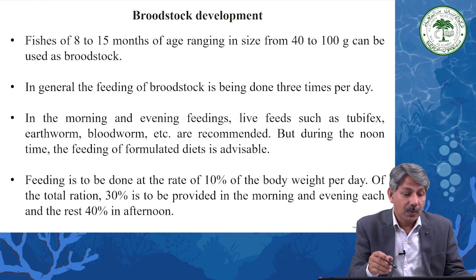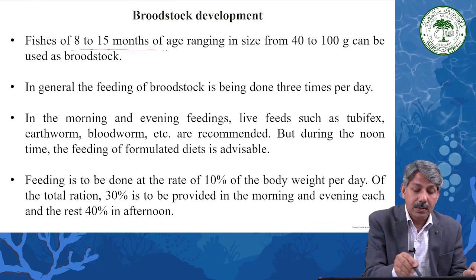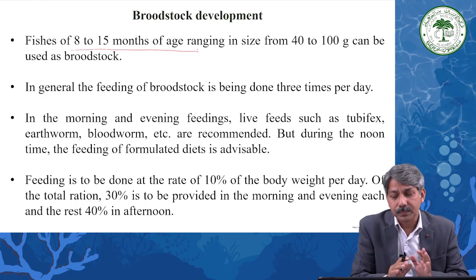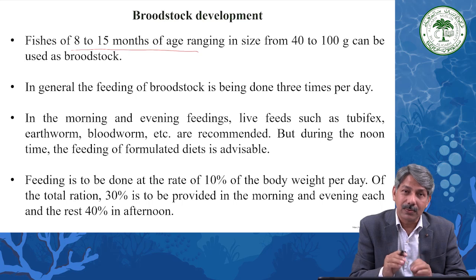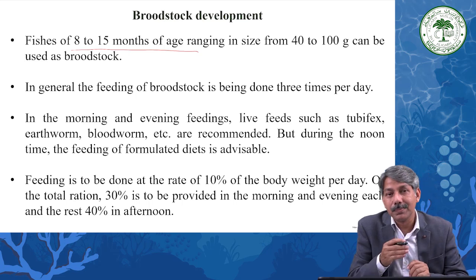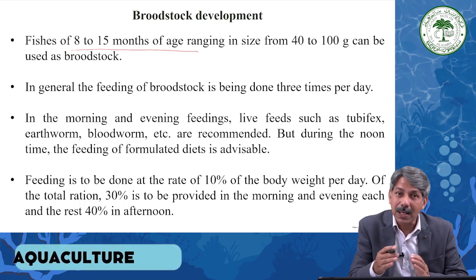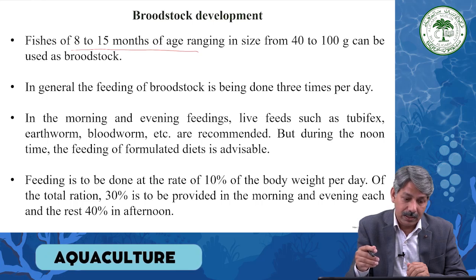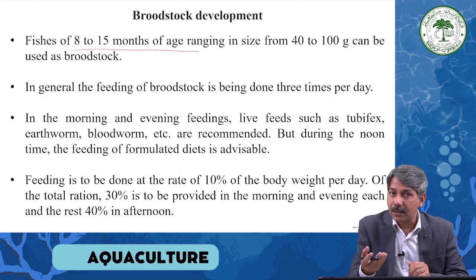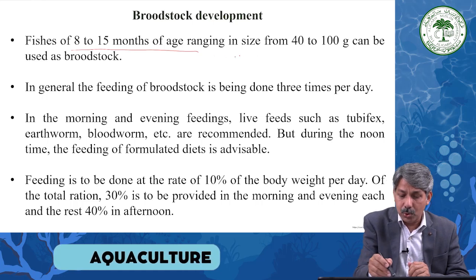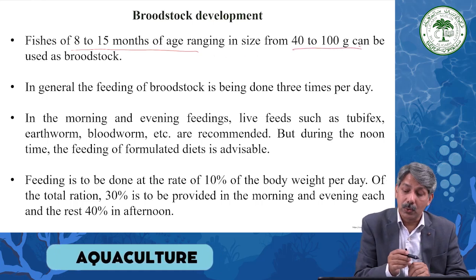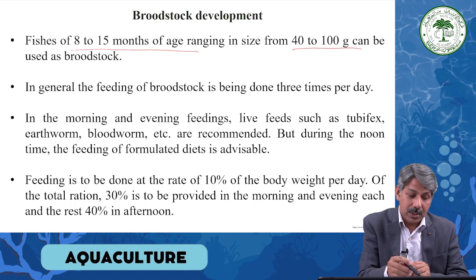Broodstock development. Fishes of 8 to 15 months of age. Here, since you are keeping these fishes in confinement, in the ornamental fish tanks, the age at first maturity or the size at first maturity may vary a little bit from the natural conditions. So you can observe, and whenever you feel that the fishes are now showing maturity, and usually the size ranges between 40 to 100 grams, they can be used as broodstock.